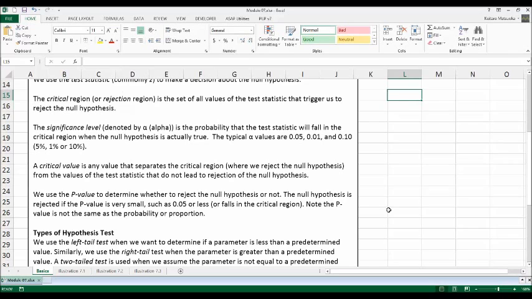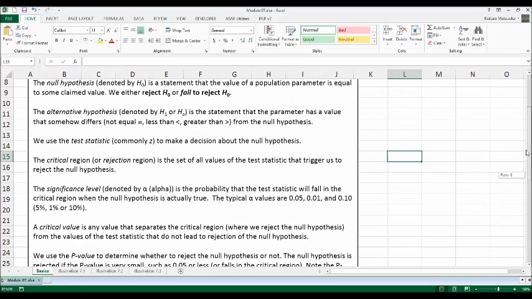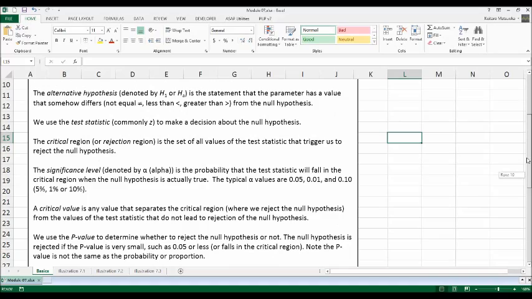What we do with the significance level is that in the next step, we calculate what we call the p-value to determine whether to reject the null hypothesis or not. The null hypothesis is rejected if the p-value is very small, such as less than 0.05, or if it falls in the critical region. Just a quick note: the p-value here is not the same as a probability or proportion. So we'll be using the significance level, p-value, and test statistic to figure out whether to reject or not reject the null hypothesis.